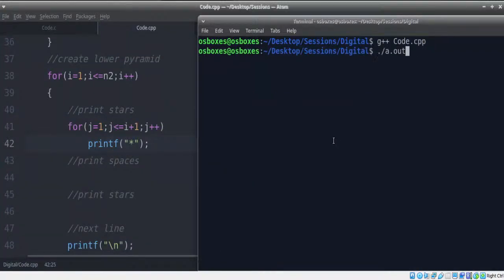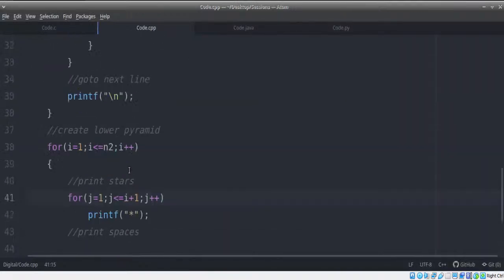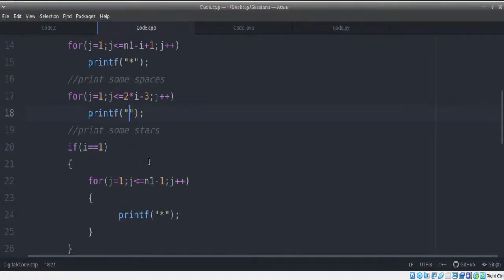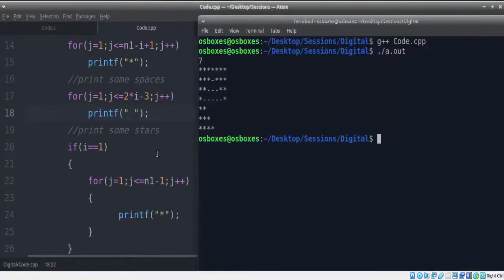That's it. Now let's see what happens in the output. Let's compile this, run this. I'll give something like 7. We got it absolutely perfect. Now I don't need this hyphen anymore. I can remove this hyphen because the first part is done, and make it space again. We'll do that change. Now let's compile and run. We got this perfectly done.